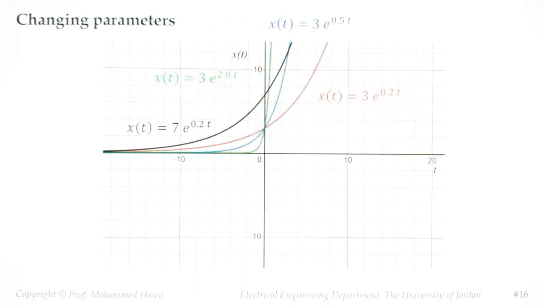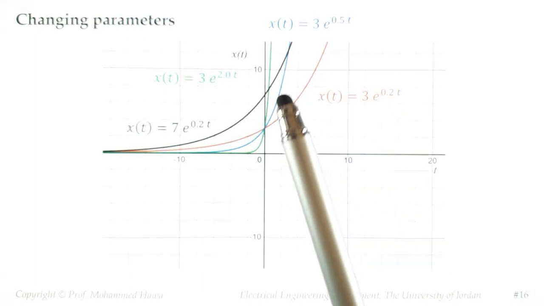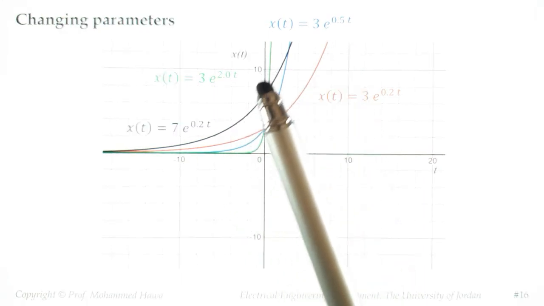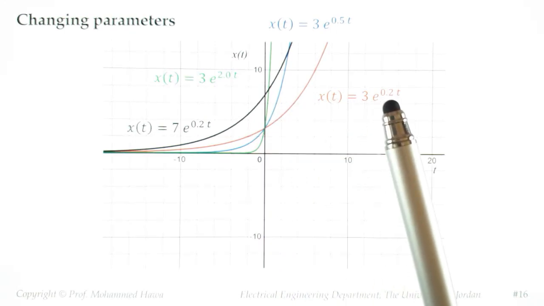Here, I show you the same thing, but for the increasing exponential. Please notice the difference between the red curve, where the exponent is 0.2, and the blue curve, where the exponent is 0.5, and the green curve, where the exponent is actually 2. So it's a tenfold increase compared to this.